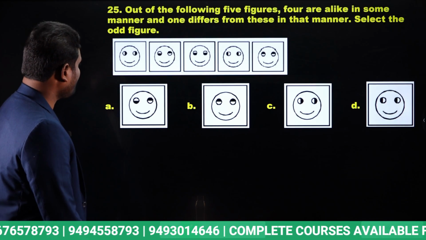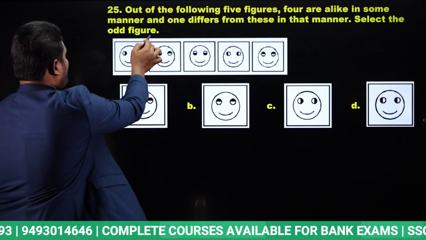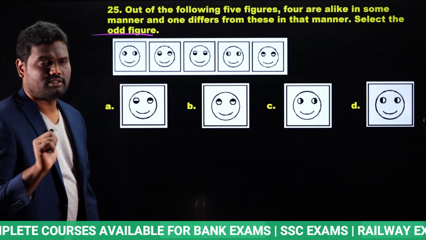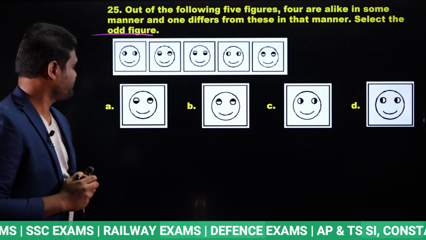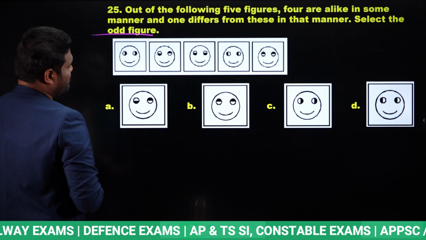Is it clear? Next one, we need to find the odd figure out of this. So here we have 5 figures. We need to find which is the odd one. Look at this one carefully and find which is odd.